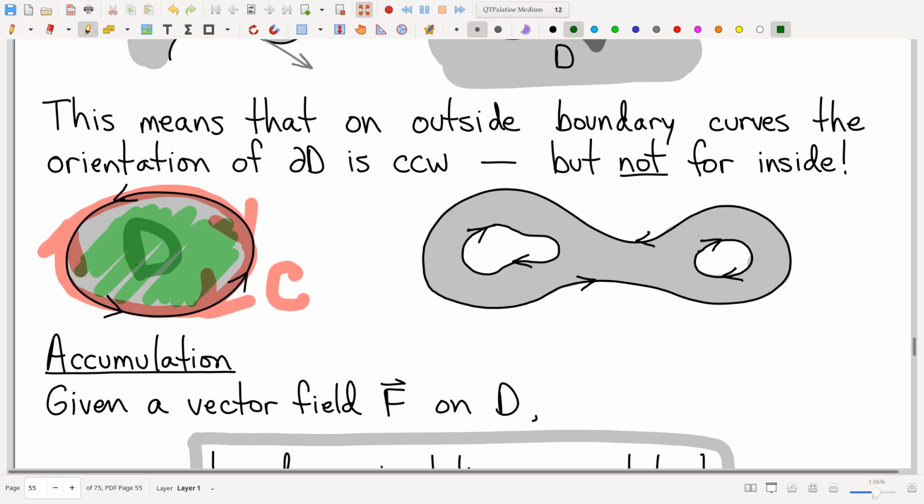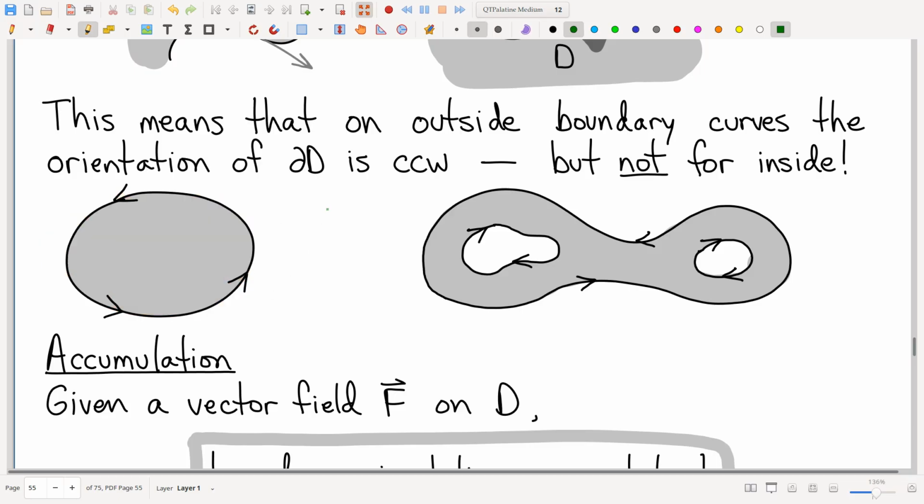Does that make sense? It's a great question, and this is a subtlety that a lot of students have a lot of trouble with. The word boundary is very specific to this convention, and if you thought you had an orientation on a boundary curve previously, you've got to eject that and reevaluate.